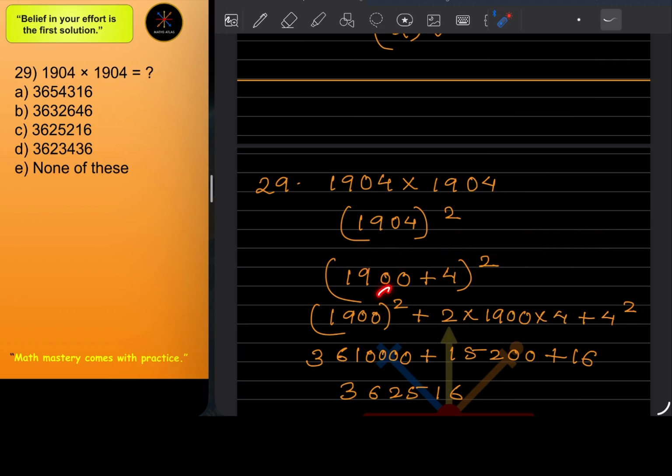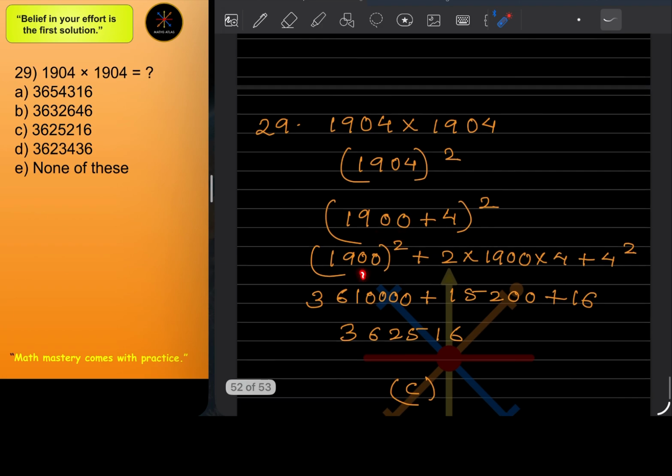So now this is a and this is b. So a square plus 2ab plus b square. So now 1900 square plus 2 into 1900 into 4 plus 4 square. When you take the square of this one, you know 19 square is going to be 361, and the 2 zeros means the square of that is going to be 4 zeros.